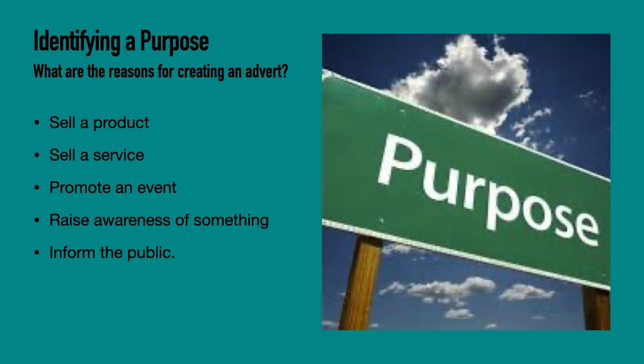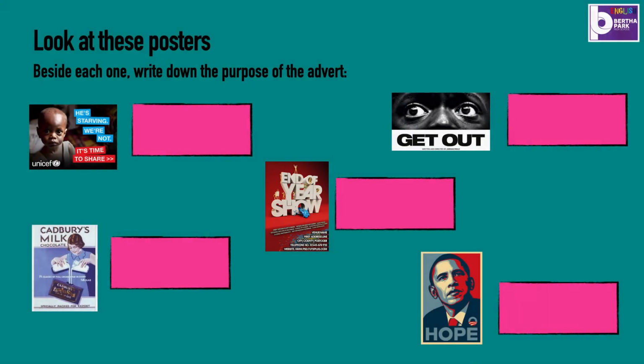Unlike the previous lessons, everything is going to be in OneNote. So you're going to see a very similar looking set of slides in your OneNote, and you should be able to type over them. So our first task then is to look at these posters, and beside each one, I just want you to write the purpose of the advert. So is it trying to sell a product? Is it trying to promote an event, inform the public, whatever it is, okay? So that's all I need you to do, just write down the purpose of the advert. So pause the video now and do that in the OneNote page that has been assigned to you through the Teams assignment. On you go.